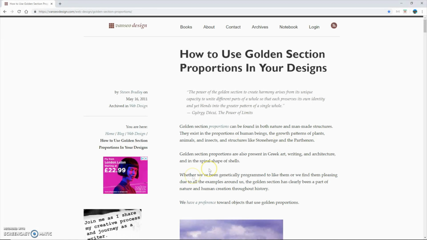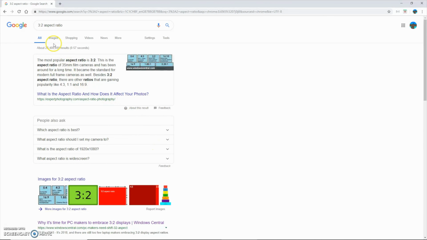If I now enter 3:2 aspect ratio into Google, it tells us that this aspect ratio has been used generally for 35mm film cameras and has been around for a long time. It is now generally superseded by different ratios: 5:4, 4:3, 16:9, etc. I will now show how the ratio 3:2 is derived from the Vesica Pisces.